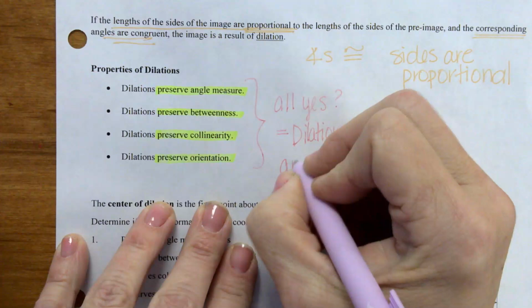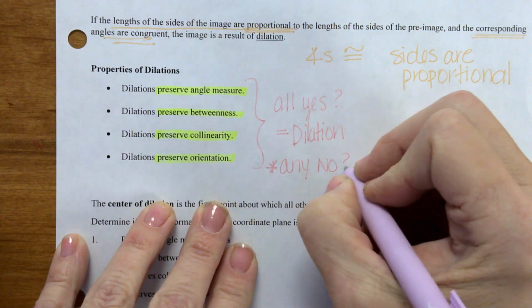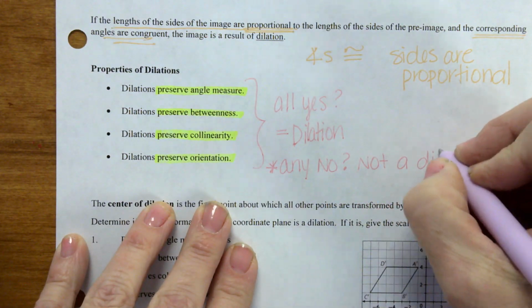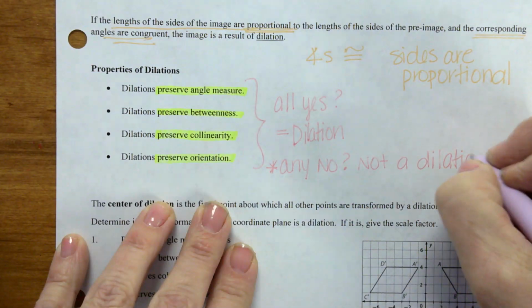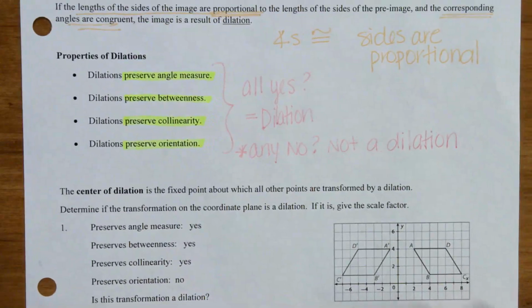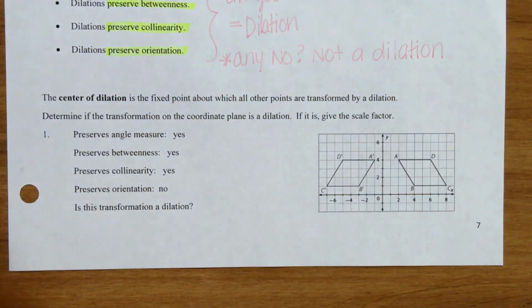If any are no, it is not a dilation. It only takes one no for it to not be a dilation. So let's take a look at this. This is a prime example.